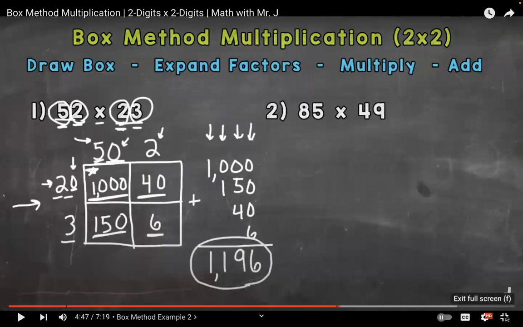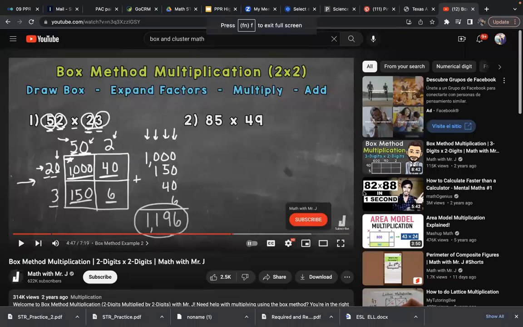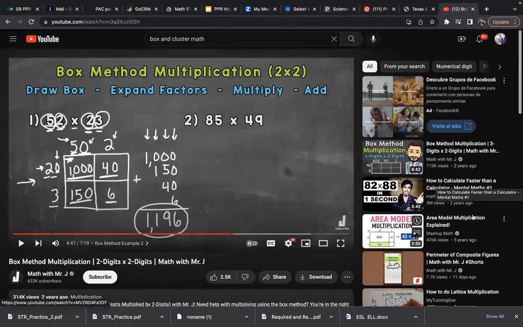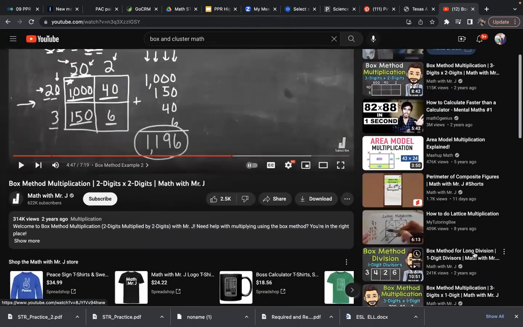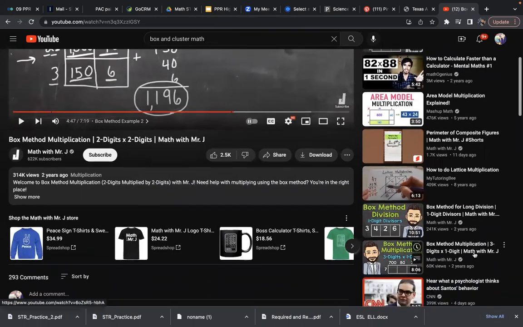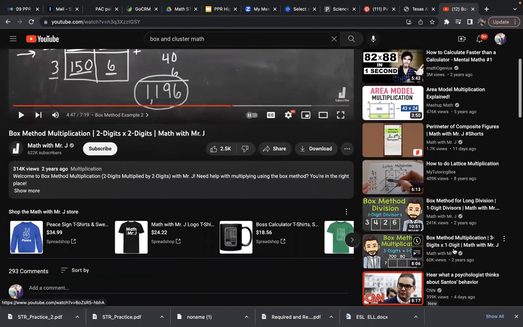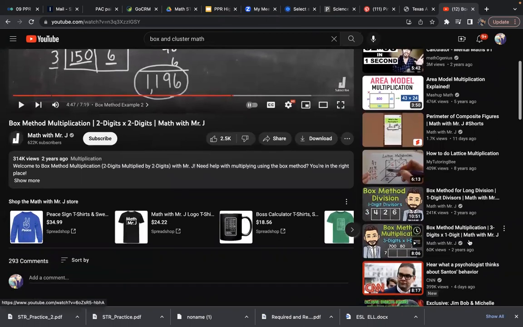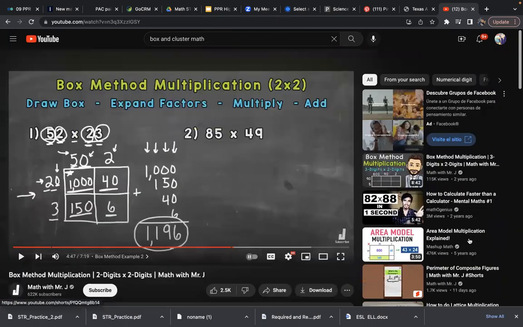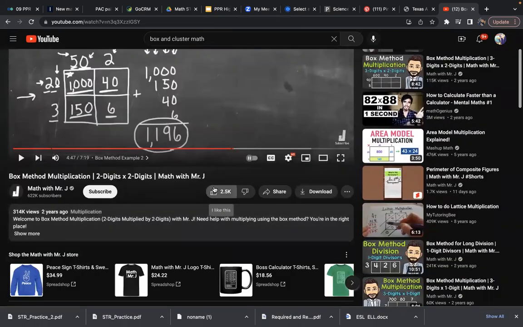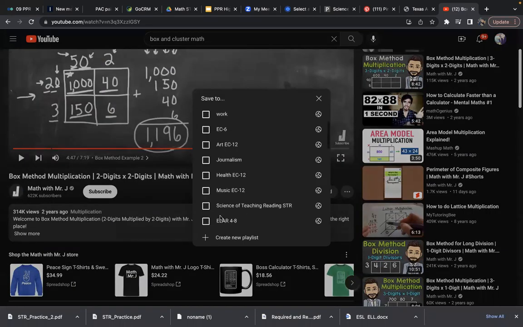So on to number 2. Box method. And so I'm assuming you can do the same for division, although I don't know. 3 digits times 1 digit box method. This is very good. I don't know why I can't. Oh yeah, I can. We're gonna save this in the EC-6.